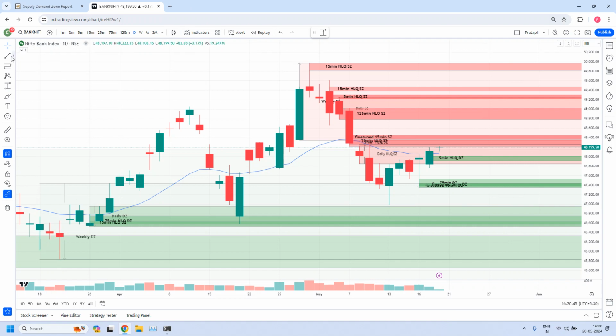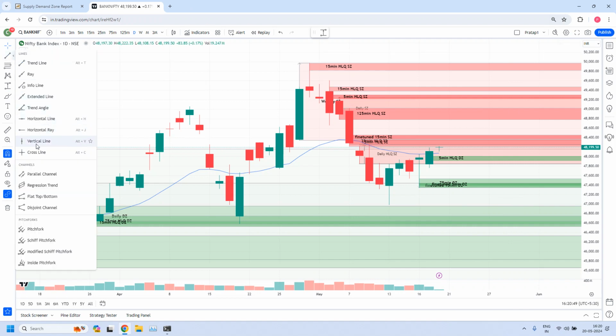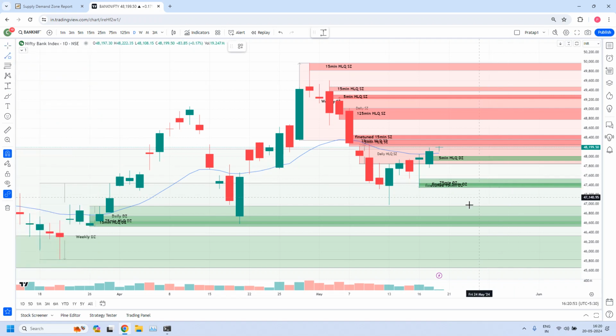That means we have two trading ranges. The first range will be, where is info line? Yeah. The first range will be from here to here. How many points? Nearly 1929 points range will be there. When is this range valid? If supply is strong, this range will be valid.